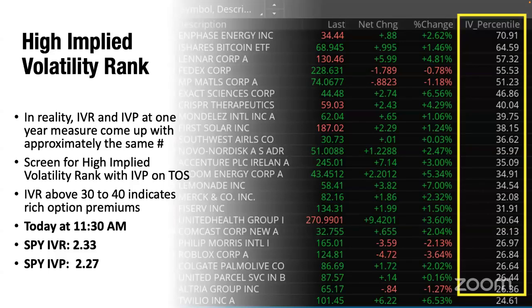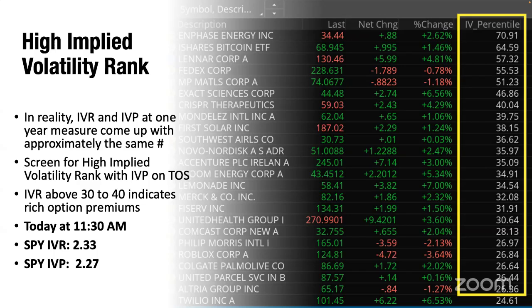Now, in reality, the IVR and the IVP at a 1 year measure come up with approximately the same number. So you can use the implied volatility percentile on Thinkorswim's scan as almost the implied volatility rank. I rarely have seen a variation that's more than one point. In fact, it's been a while since I've seen that. So we can scan for high implied volatility rank with the IVP on Thinkorswim.